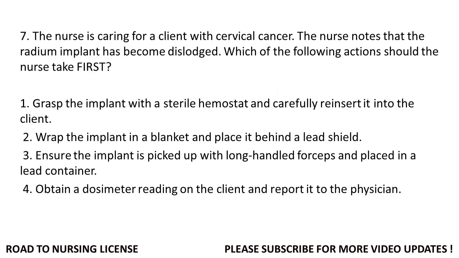Question 7. The nurse is caring for a client with cervical cancer. The nurse notes that the radium implant has become dislodged. Which of the following actions should the nurse take first? 1. Grasp the implant with a sterile hemostat and carefully reinsert it into the client. 2. Wrap the implant in a blanket and place it behind a lead shield. 3. Ensure the implant is picked up with long-handled forceps and placed in a lead container. 4. Obtain a dosimeter reading on the client and report it to the physician.